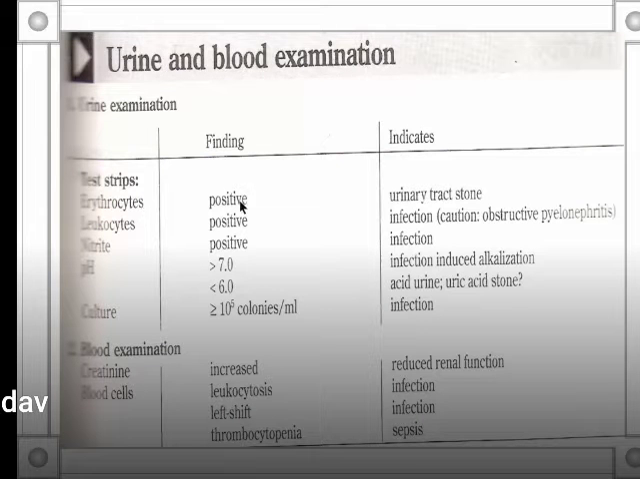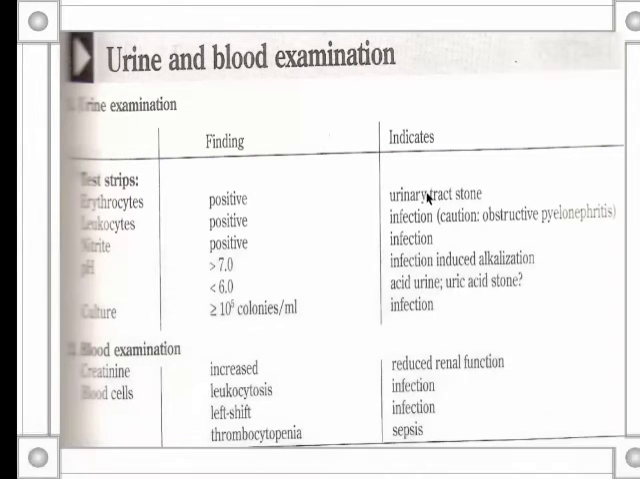Erythrocytes can be there in urinary tract stones. If leukocytes are there, it means there is superadded infection. When there is obstruction due to the stone, it can become secondarily infected. And nitrite positive says that there is infection. So if there is nitrite positive, you should subject it for urine culture.